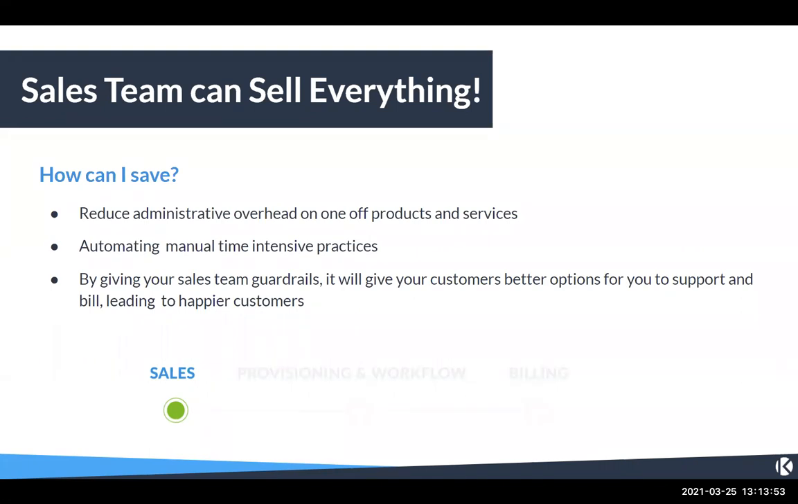Giving your sales team these guardrails and having that discipline to say, this is the product catalog, this is what we're using to automate, or even if you aren't automating, you're making your billing team's life easier by having these specific products that directly map to what you're billing. Then it can really reduce that churn and the back and forth with your customers.